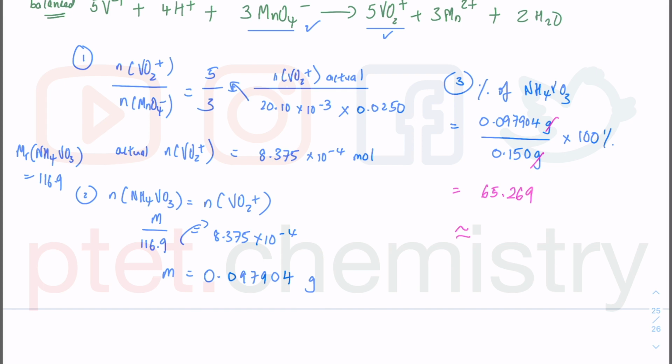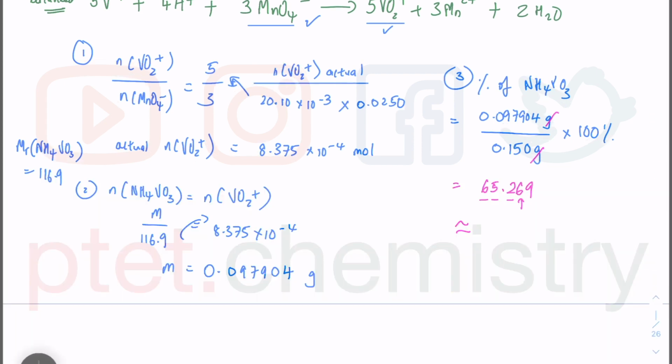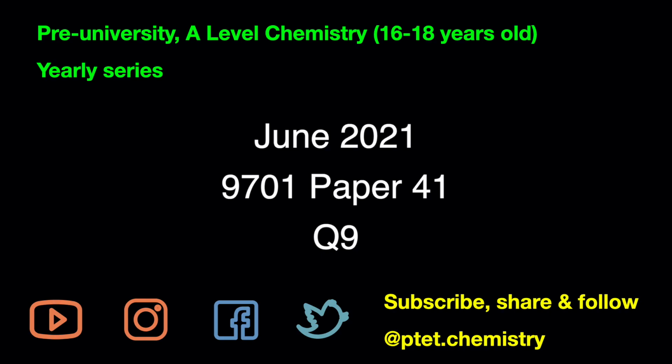I get 65.269. They want the final answer to 3 significant figures. So I look at the next number. Oops, sorry. I don't know why that. Hang on. Yep, okay. So this is the number next to the 3 significant figures. So this is more than 5. So I need to add 1 there, which gives me 65.3%. And this is to 3 significant figures there. That's the end of that 7-mark question.